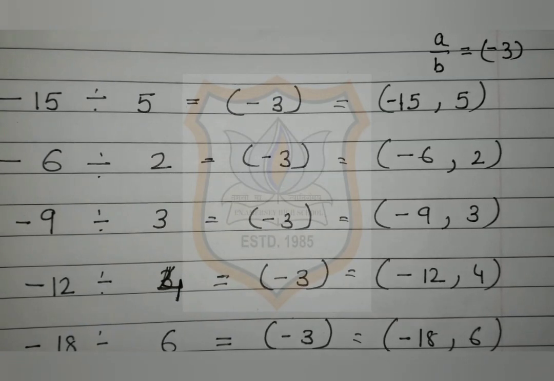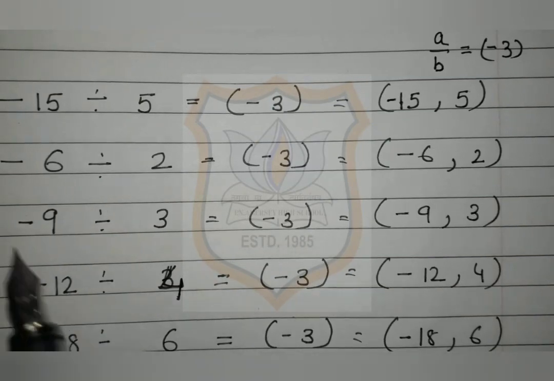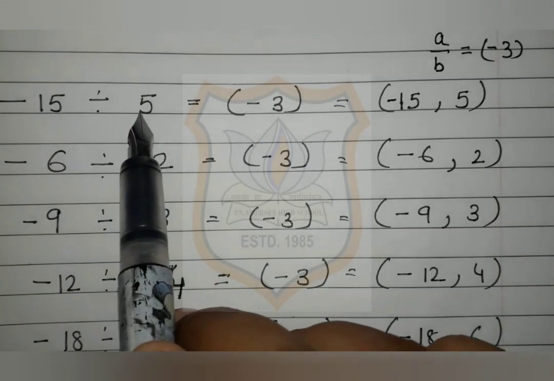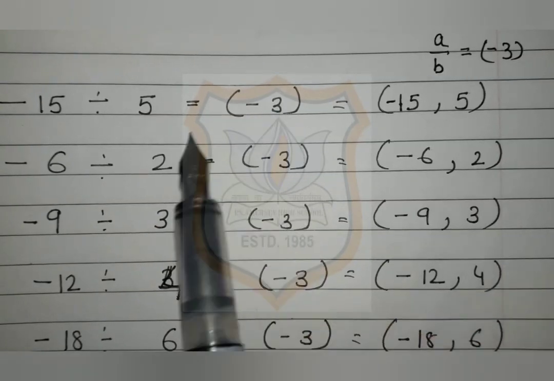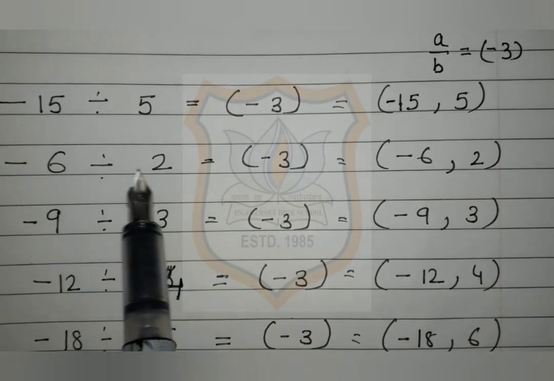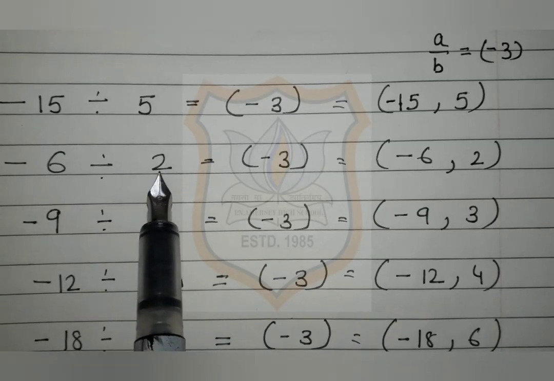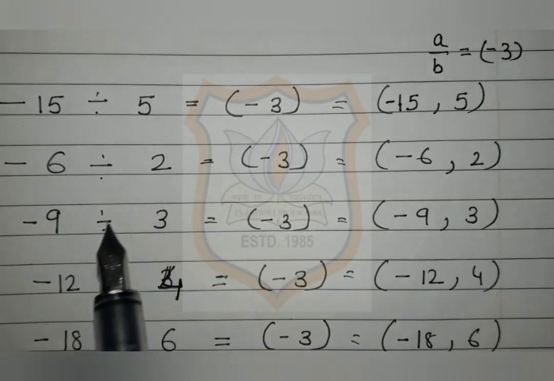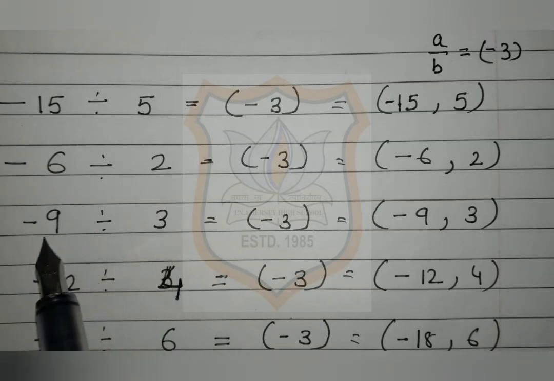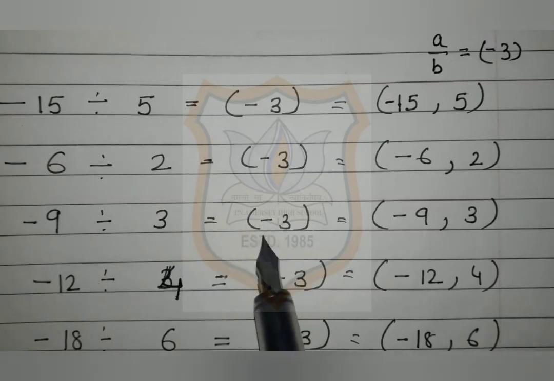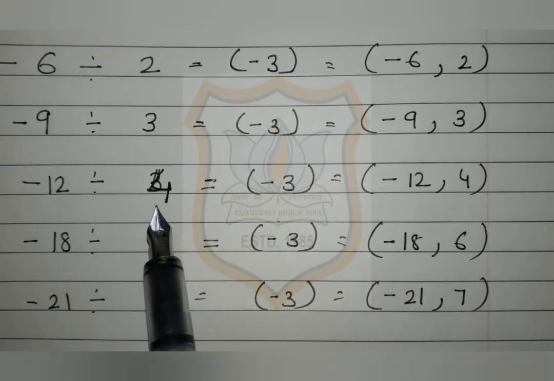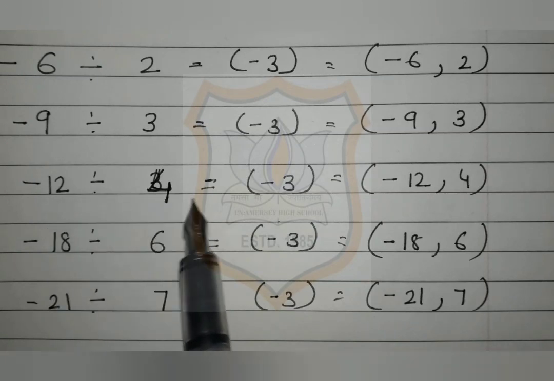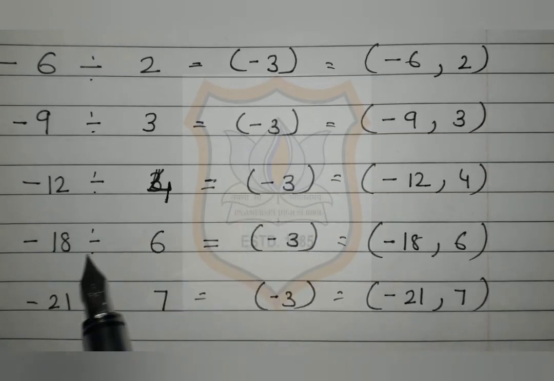So students, 5 such pairs in which A divided by B is equal to minus 3 are minus 15 and 5. When we divide minus 15 by 5, the answer is minus 3. Another one is minus 6 and 2. When we divide minus 6 by 2, the answer is minus 3. Next is minus 9 and 3. When we divide minus 9 by 3, the answer is minus 3. Another one is minus 12 and 4. When we divide minus 12 by 4, the answer is minus 3.